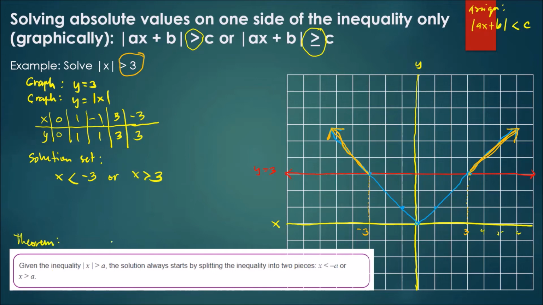Given the inequality, the absolute value of x, or the modulus of x, greater than a, the solution always starts by splitting the inequality into two pieces. So that is x is less than negative a or x is greater than a. So you see, it satisfies the theorem. Okay?